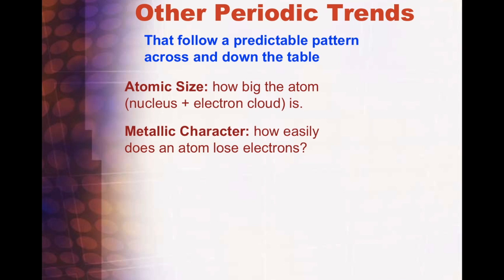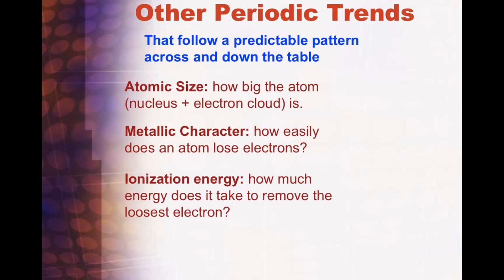The other thing we're going to consider is a property called metallic character. When we talk about metallic character, we're not talking necessarily about whether it looks like a metal, like whether it's shiny or conducts electricity. What we're talking about is how easily an atom loses electrons. The more easily it loses electrons, the more metallic it is.